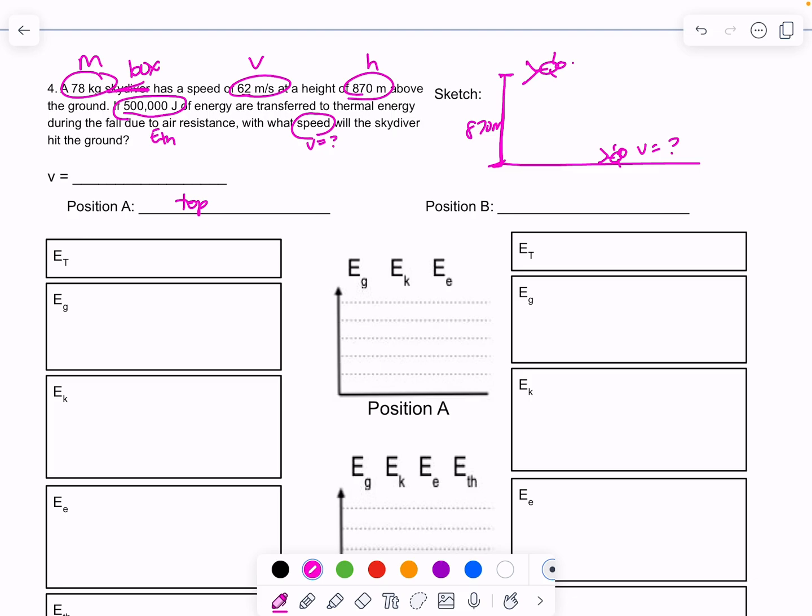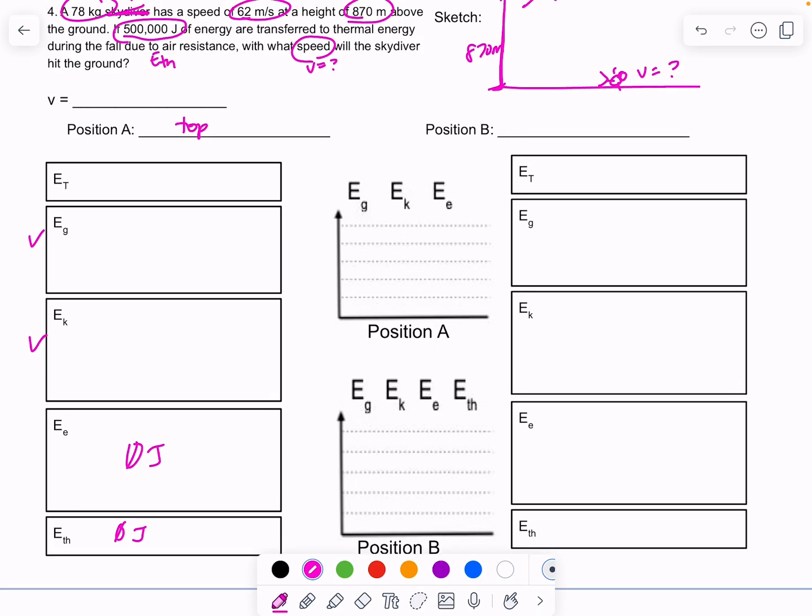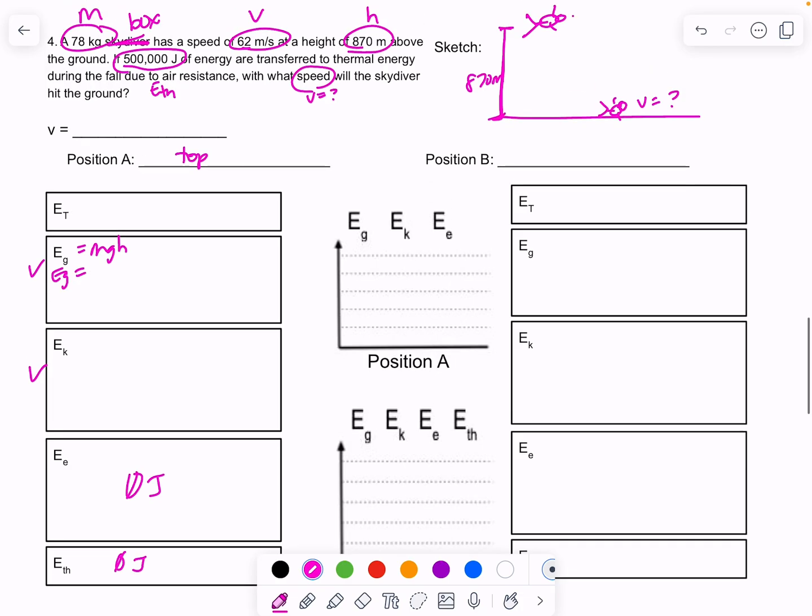All right, so let's see. Either way, he is above the ground, so yes, there's going to be EG. He's moving at the top, so that's going to be EK. There's no spring, stretch, or compress, and there's never any thermal in the first part. Okay, so let's go ahead and solve for these. So the mass is 78 kilograms, the g and the h is 870.